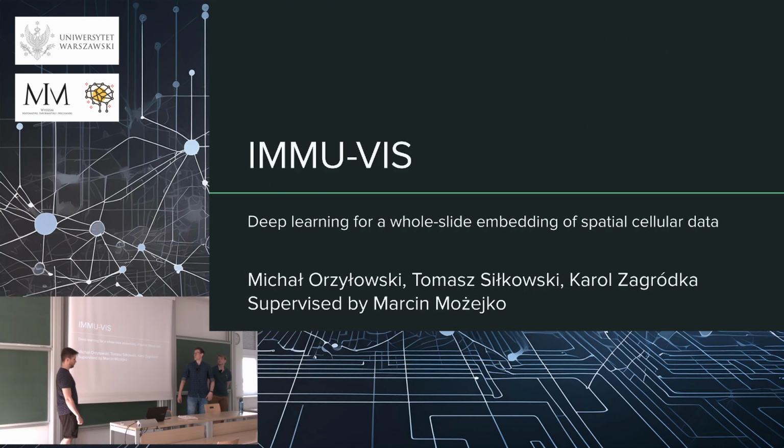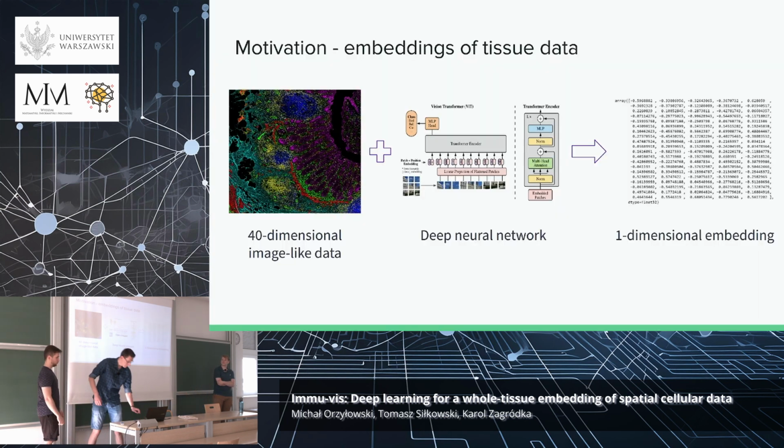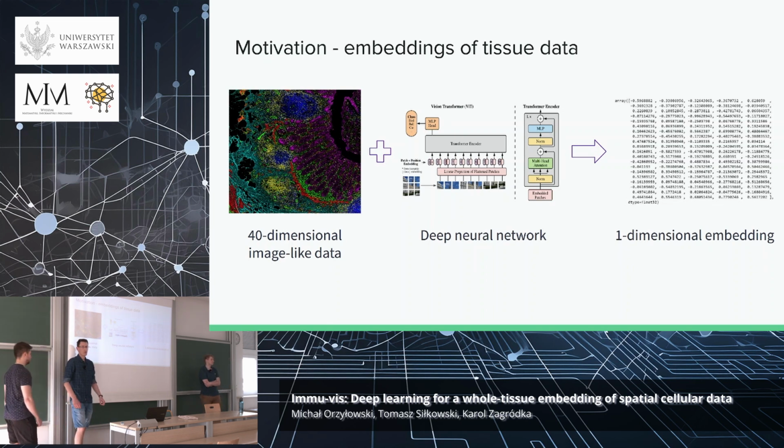Hi everyone, and we will talk about the Immu-vis project, deep learning for whole slide embedding of spatial cellular data. The motivation for this project was quite simple. We just wanted to find a way of creating meaningful embeddings for tissue data. It seems simple, but the data that we will be working with was quite unusual and quite specific.